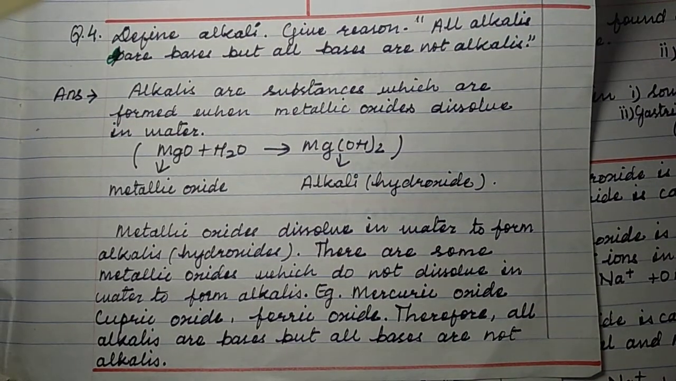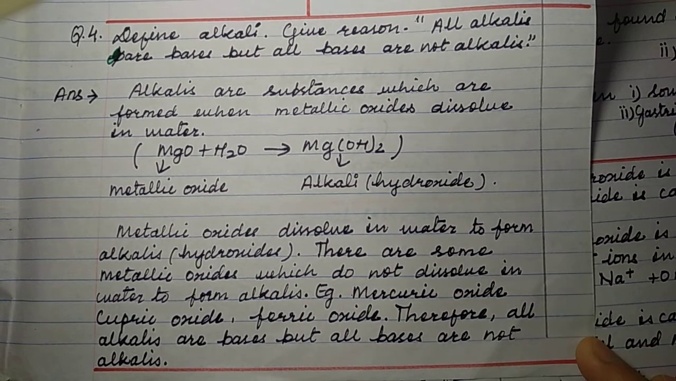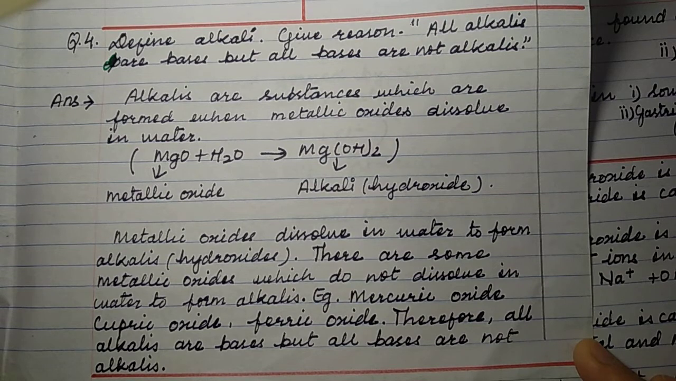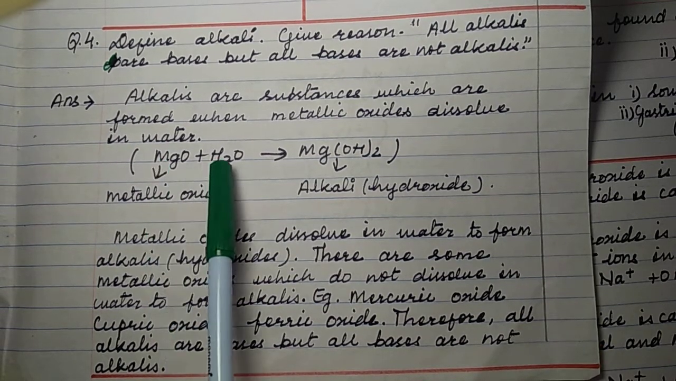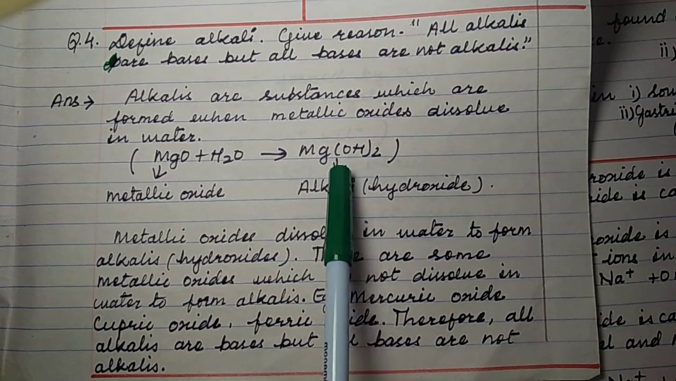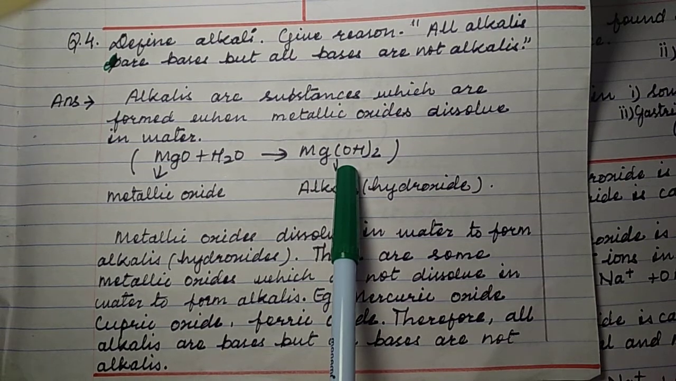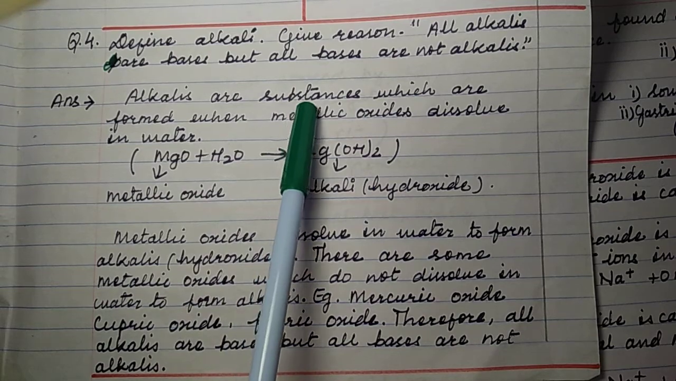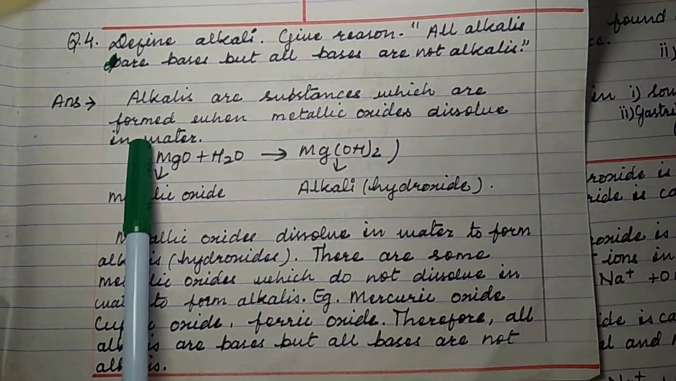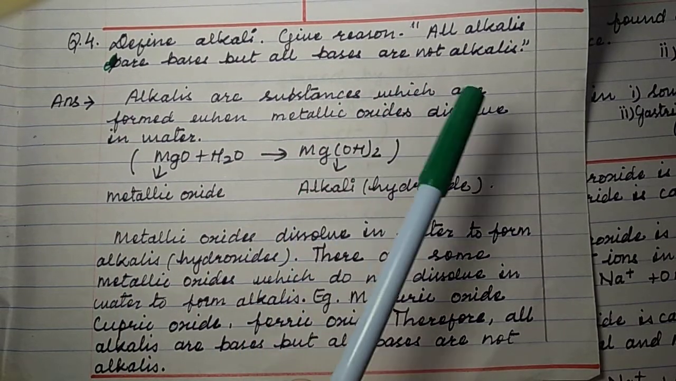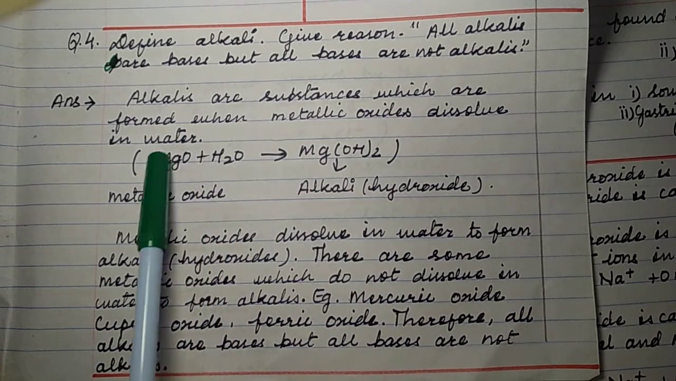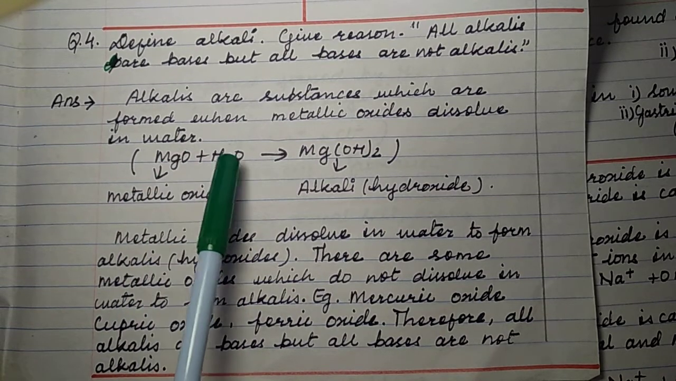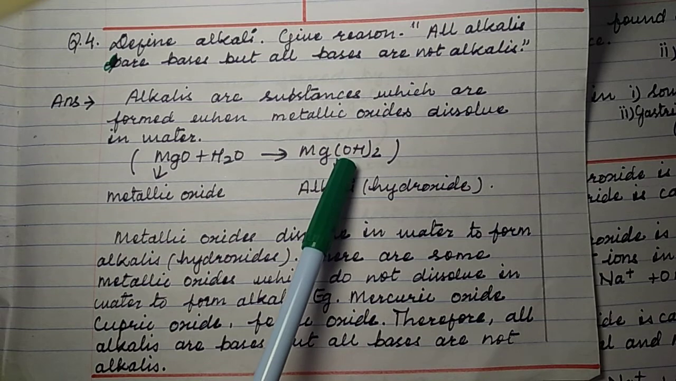Okay, so the answer: alkalis are the substances which are formed when metallic oxides dissolve in water. A metallic oxide dissolves in water and forms a hydroxide, and the hydroxide is called alkali. Alkalis are the chemical substances which are formed when metallic oxides dissolve in water. So magnesium oxide is a metallic oxide. It is dissolved in water to form magnesium hydroxide.